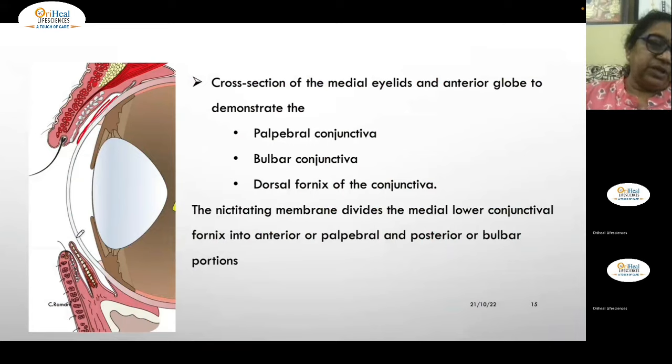And here you can see the ventral fornix. This is also ventral fornix. So the ventral fornix is divided by the nictitans third eyelid membrane. And the third eyelid is kept in place with the help of a cartilage called the T cartilage of the third eyelid. So ventral fornix is divided into two portions, whereas the dorsal fornix is not divided. It is deep also at the same time. And you have numerous goblet cells in the dorsal fornix.